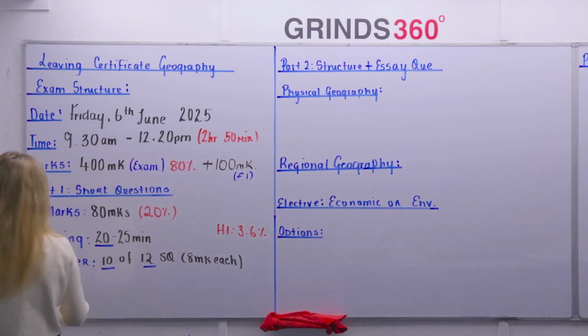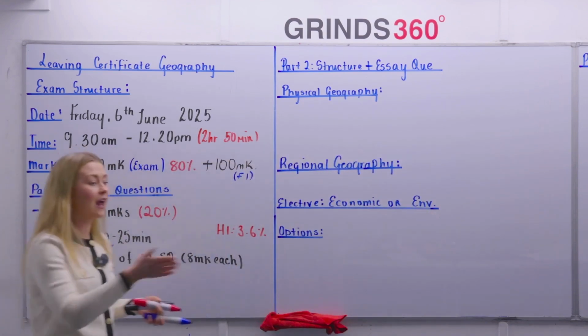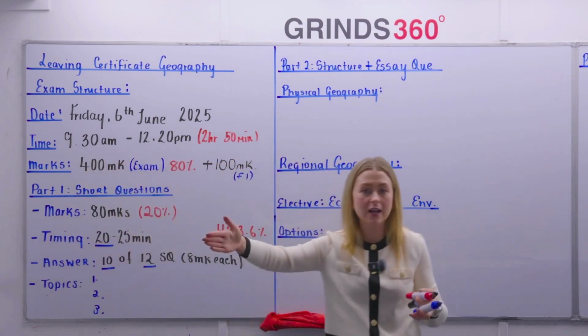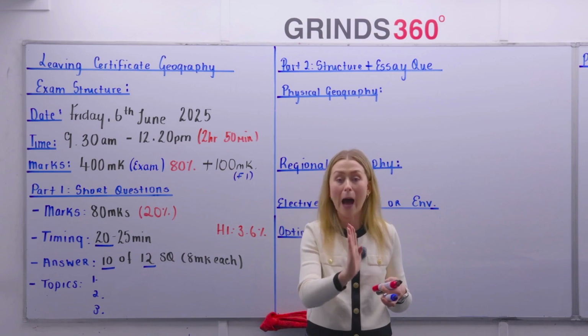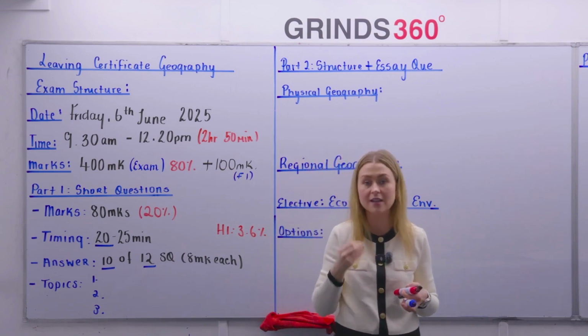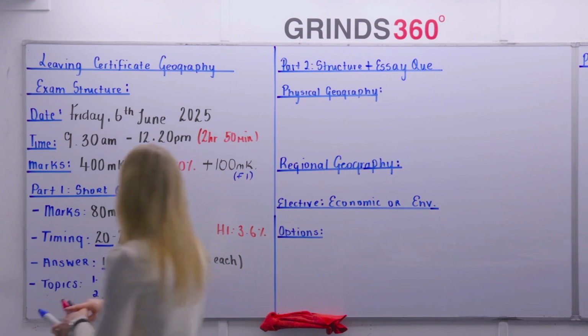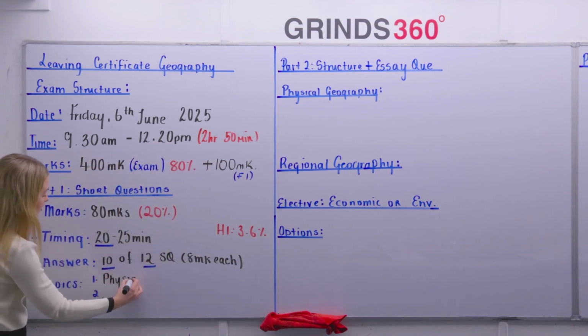Topics-wise, what can be examined in those short questions? A lot of students think that everything on the Leaving Cert, on the syllabus, can be asked. Absolutely not. There is only 3 sections that can be examined in your short questions. Number 1 is the part that we are looking at today.